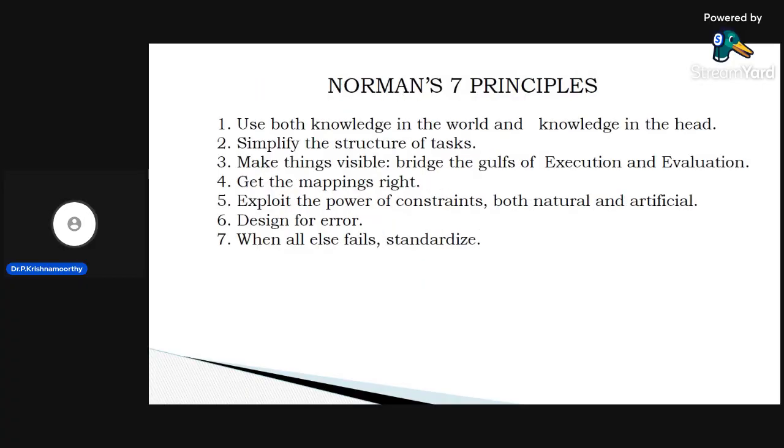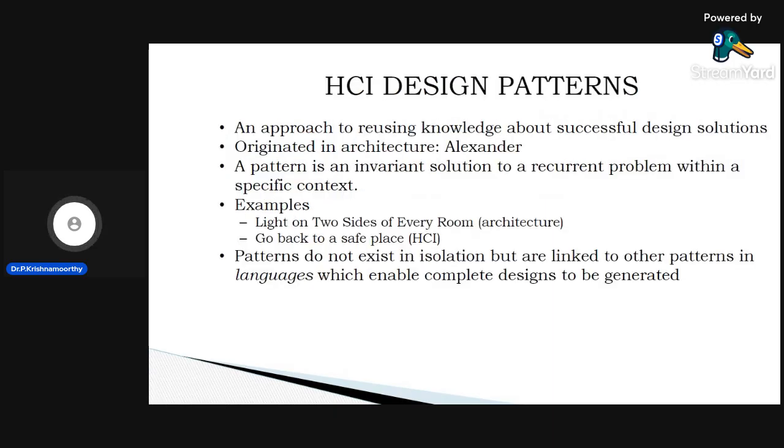Norman's 7 principles: use both knowledge in the world and knowledge in the head; simplify the structure of tasks; make things visible; bridge the gulf of execution and evaluation; get the mappings right; exploit the power of constraints, both natural and artificial; and when all else fails, standardize.